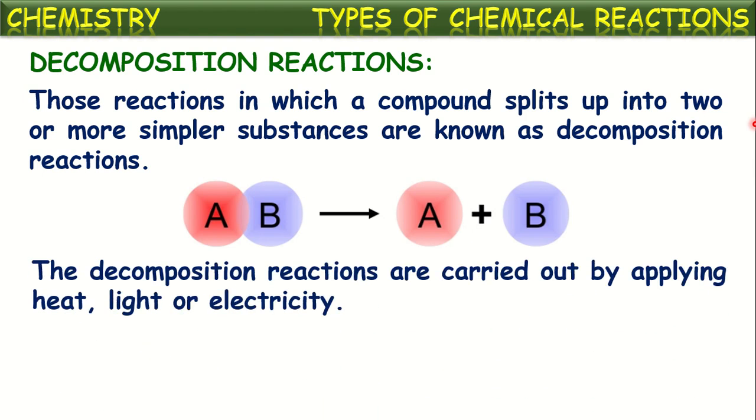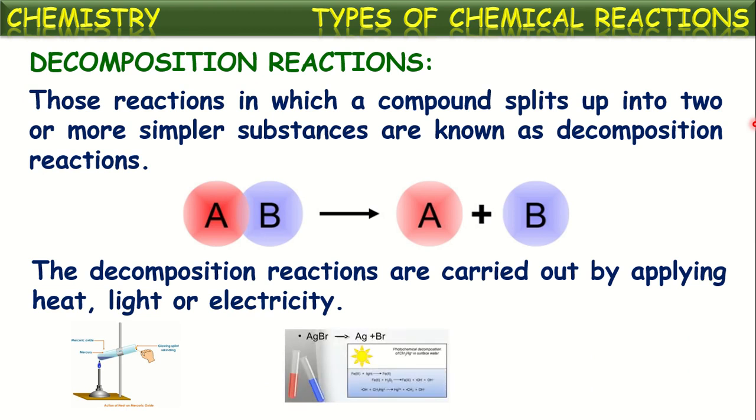So the decomposition reactions are also of different kinds based upon the conditions. Some decomposition reactions are carried out by applying heat energy, some by applying light energy, and some other by applying electricity. In this way, different decomposition reactions may be there. Let us see about these also in detail.